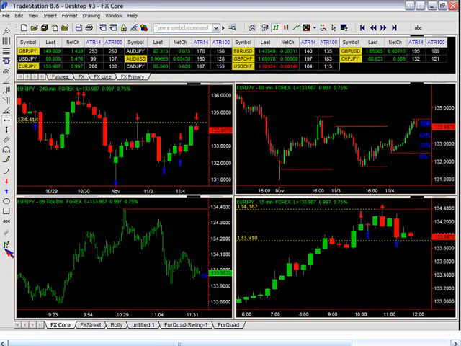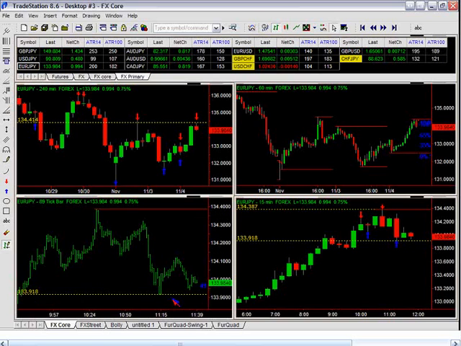133.91 is my bias change low. I'm just putting this on my lowest entry time frame. So I've now got a trigger level, which is the bias change low. If price goes below that 15-minute bias change low, the direction bias on the 15-minute chart will be down. It's already down on the 89-tick chart.